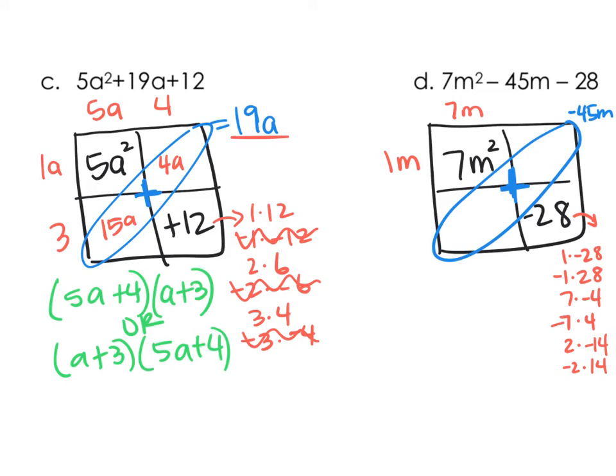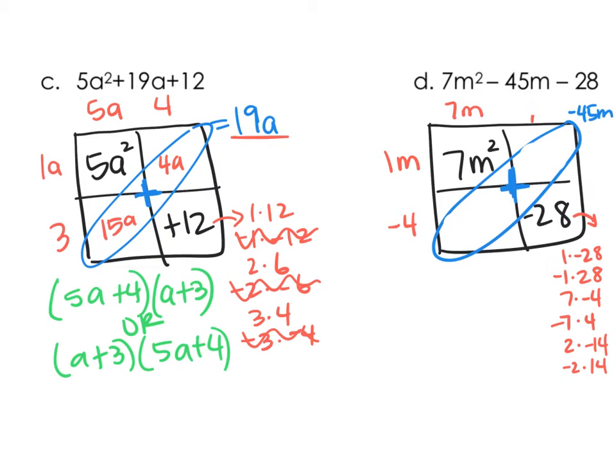I don't want to start with the ones. Let's start with the 7 and negative 4. Let's see if that works. 7 times 1m is going to be 7m. And negative 4 times 7 is going to be a negative 28m. So if I add those together, negative 28 plus a 7 is going to give me negative 21. So that one did not work.